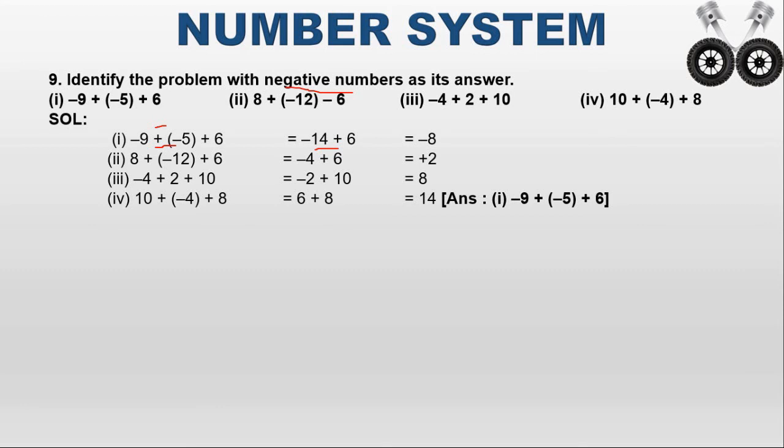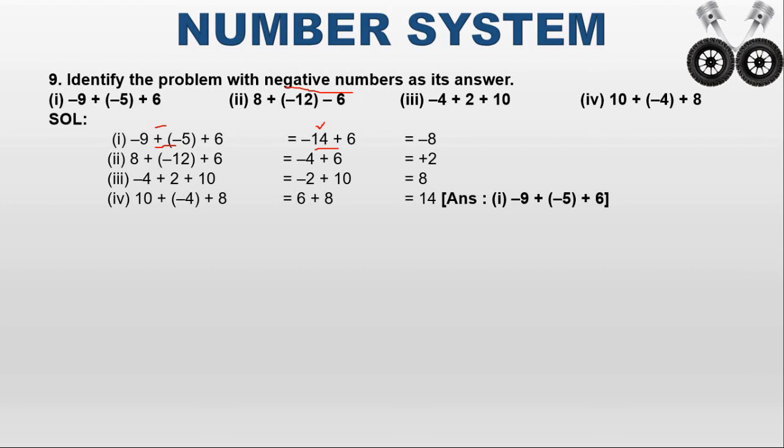Plus 6. So here the two integers are having the different sign. That means we have to subtract. So minus 14 plus 6 is equal to 8. Which is the biggest number here? 14 is the biggest number. So the sign will be minus. So minus 8. Okay, so what is the next question?